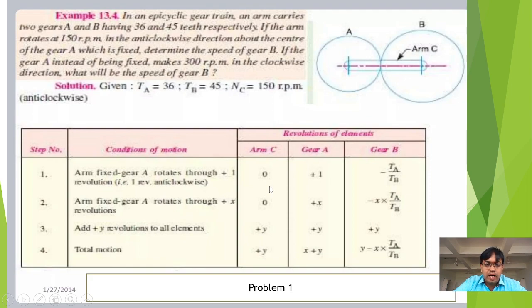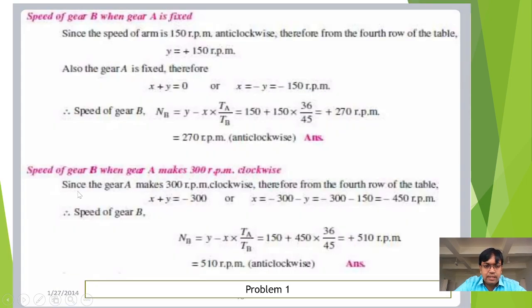Coming to the arm C, the total motion of the arm is y, and it has been given that the arm rotates at 150 RPM anti-clockwise. Since we have to calculate the speed of gear B when gear A makes 300 RPM clockwise, x plus y, the total motion of gear A, is minus 300. Therefore, x is equal to minus 300, and y goes to the other side as minus y. What is y? y is 150. Therefore, x is equal to minus 300 minus 150, that is equal to minus 450 RPM.